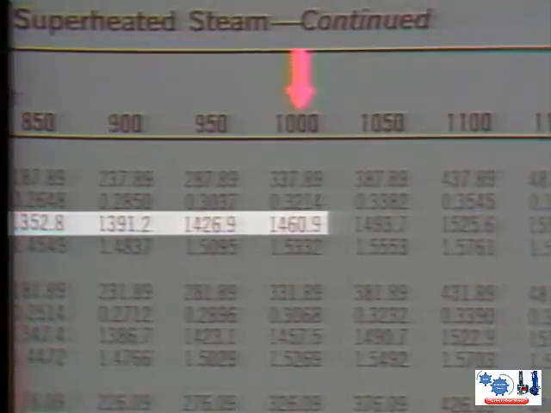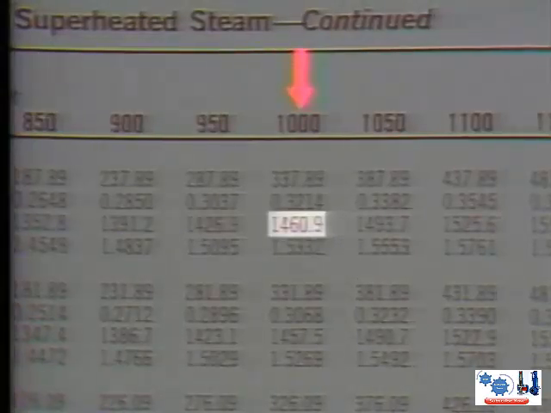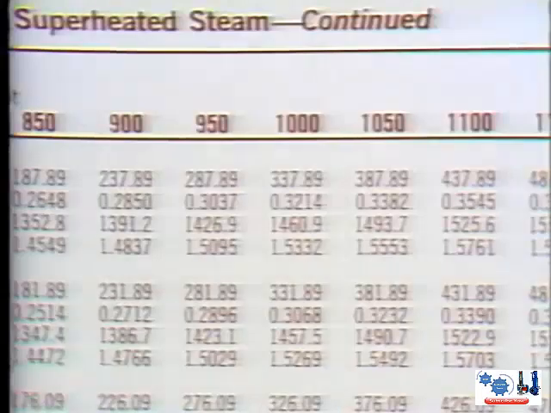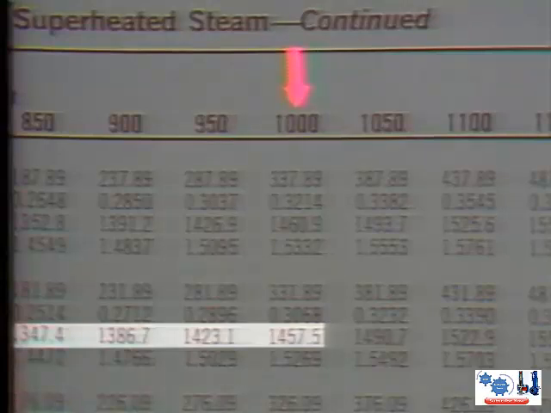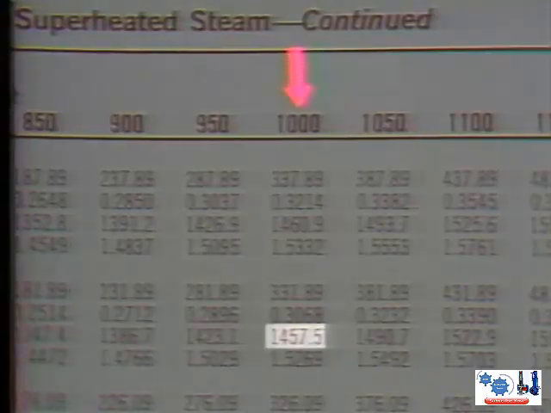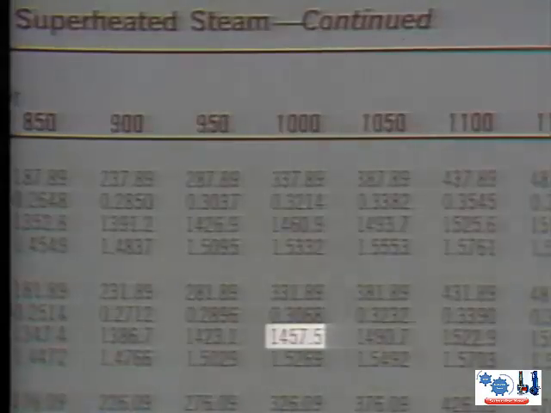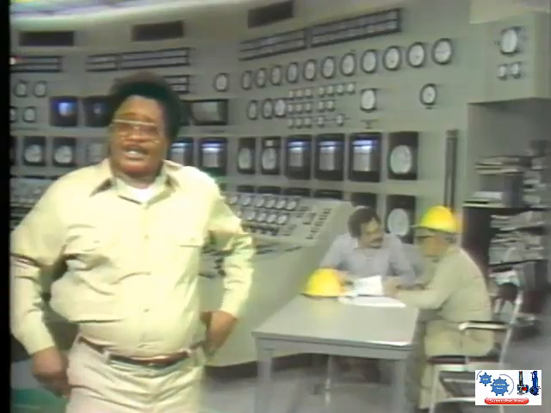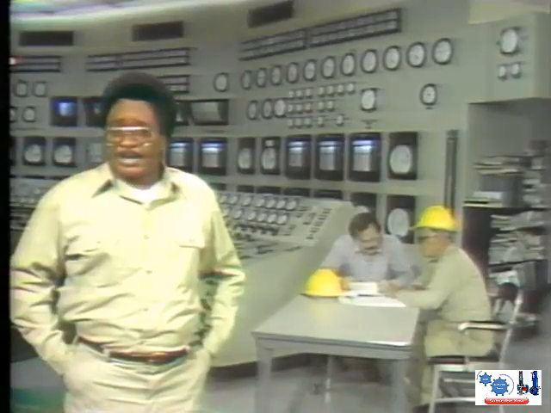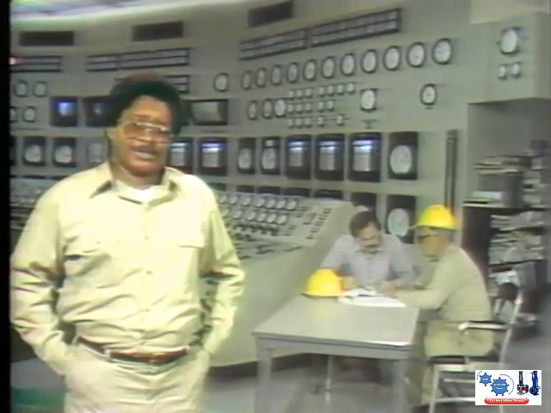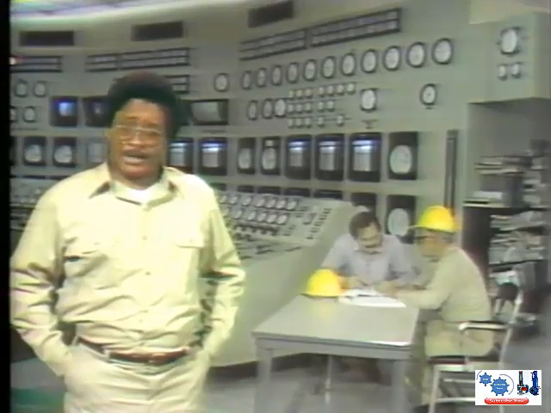We find the value for enthalpy to be 1,460.9 BTUs per pound. Doing the same thing for the line marked 2,500 psia, we find its enthalpy value is 1,457.5 BTUs per pound. Now that we know the enthalpy values, we can do some simple calculations. Since 2,450 psia is the pressure we want, and it's halfway between 2,400 and 2,500 psia, adding the two known values together and dividing by 2 will give us our answer.